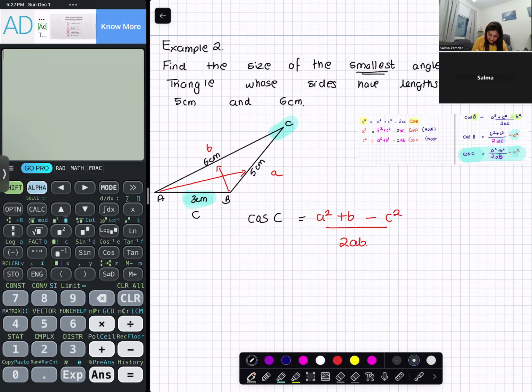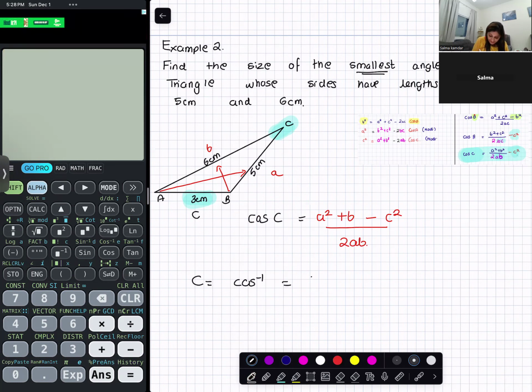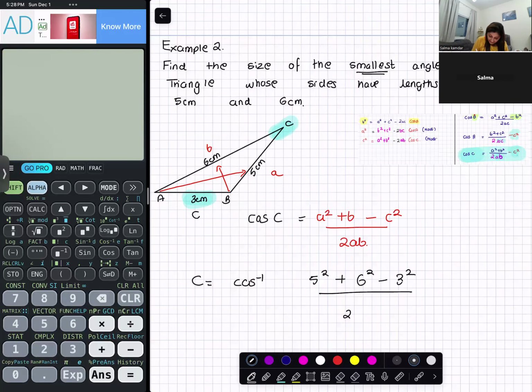I need to find angle C, so C would be cos inverse. What is a square? That is 5 square. b is 6 square. c is 3 square, upon 2ab, that is 2 into 5 centimeter into 6 centimeter. You put all this on the calculator.